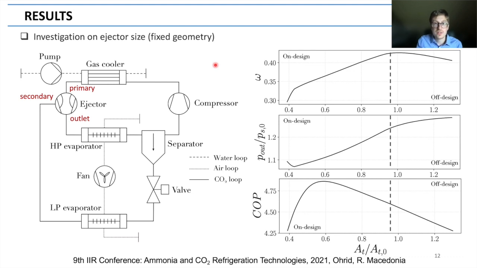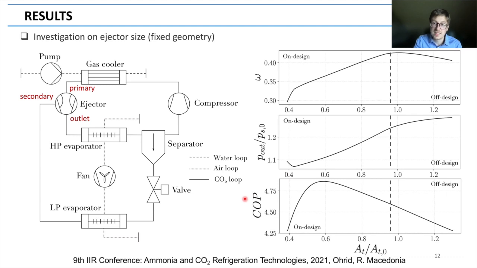So finally, let's have a look at the performance parameters of the cycle and of the ejector. We can see that there indeed exists an ejector size that maximizes the coefficient of performance of the cycle. But interestingly, there is no apparent correlation between the different performance parameters of the ejector and the cycle. We see that the maximum entrainment ratio does not correspond to the maximum of COP, and that the compression ratio actually does not have a maximum.